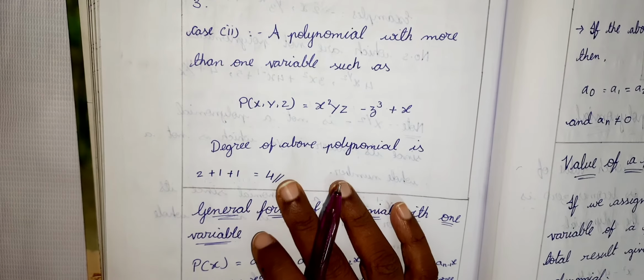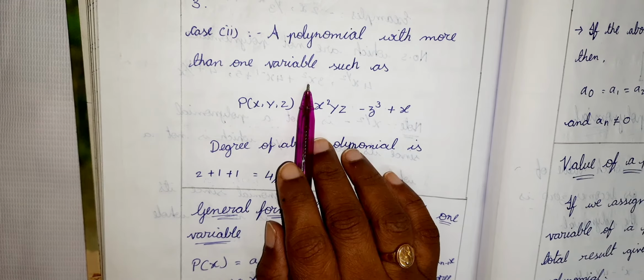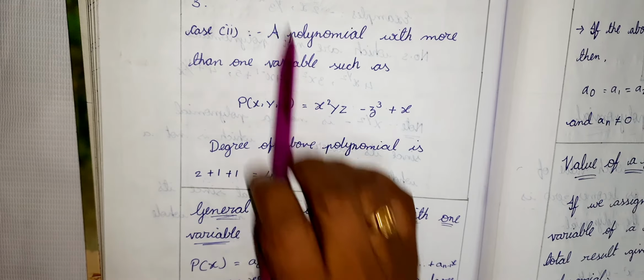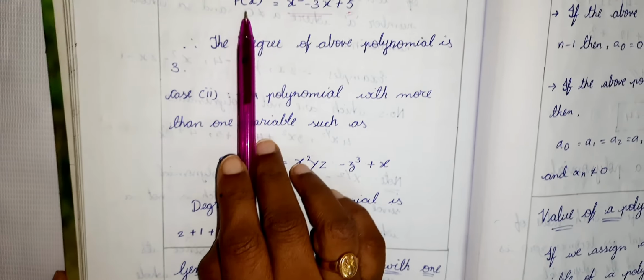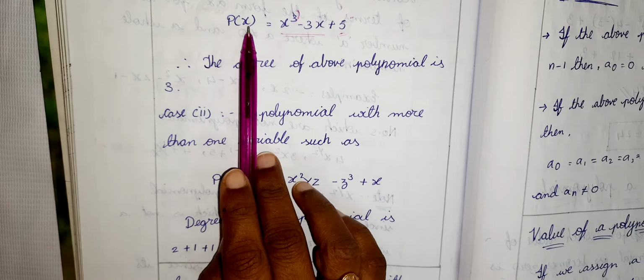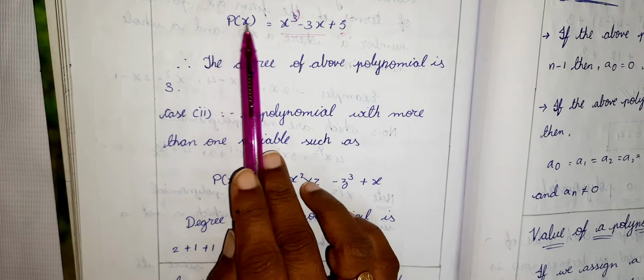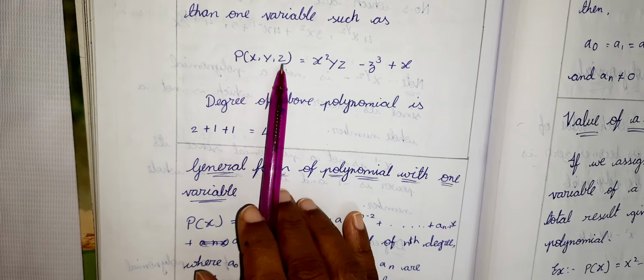Suppose if you have multiple variables, right? More than one variable, like a polynomial defined on x, y, and z. Here is a polynomial which is defined only on x. What we have just seen is only p(x), which is a polynomial defined only in x, right? That's a function of x. And here you can see that the polynomial is defined on three variables, x, y, and z.